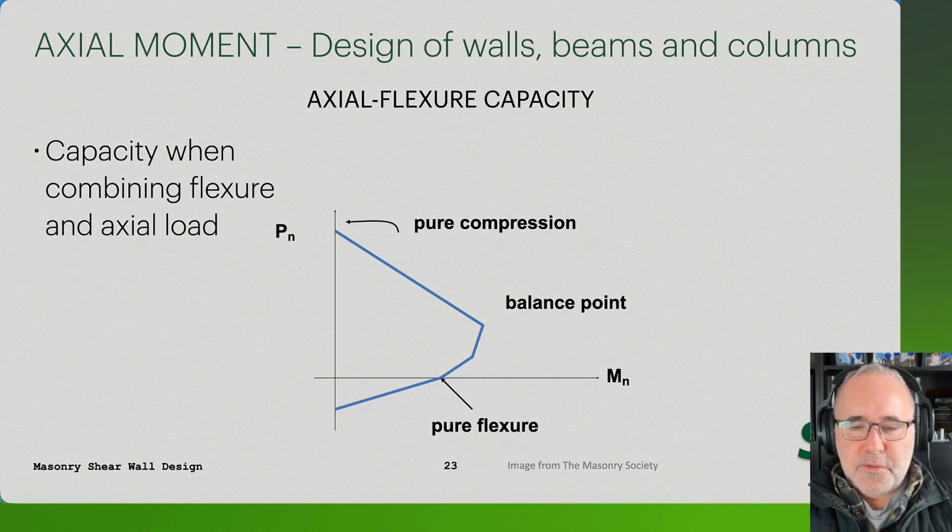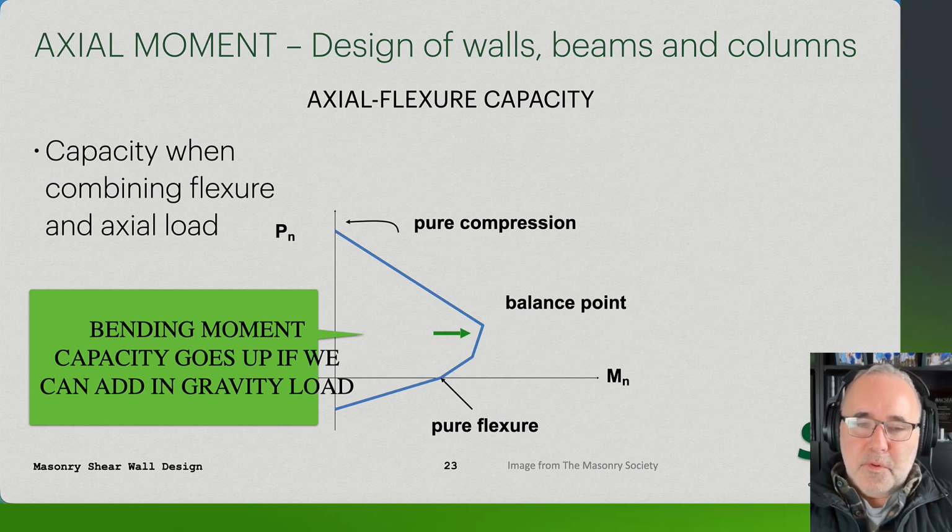But it's also good to notice that as you add axial force, the actual moment capacity goes up to a certain point, to what we call a balance point. So we add more moment capacity if we can add more load. That's why load-bearing shear walls have more capacity than non-load-bearing walls up to a certain point. And then certainly if you have a significant amount of load on the wall, you can diminish the moment capacity and it comes back down.